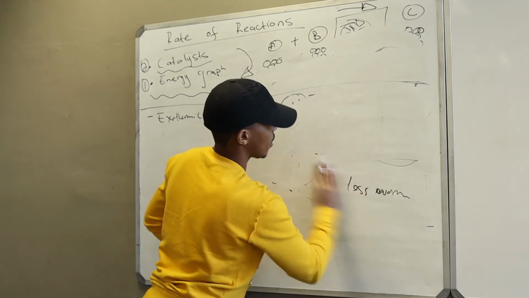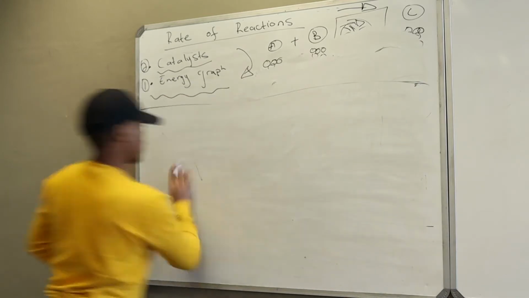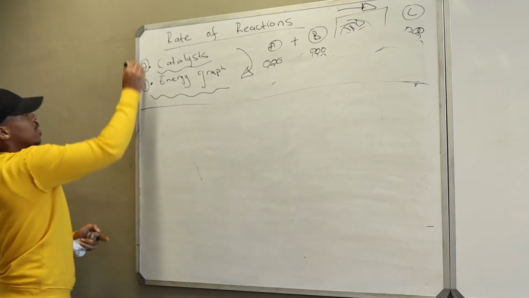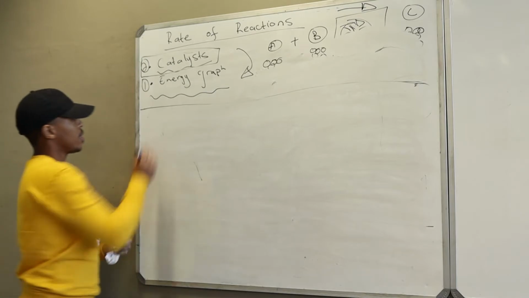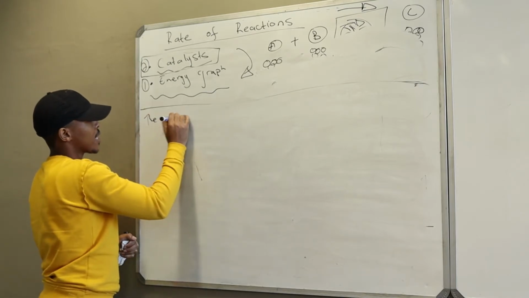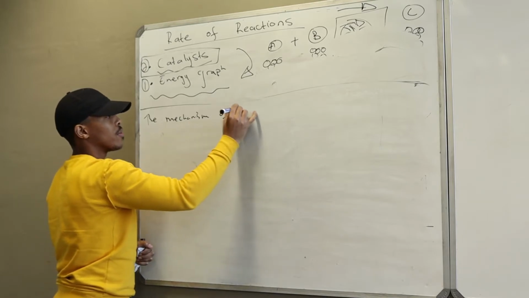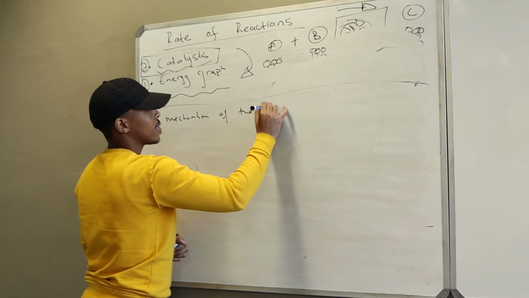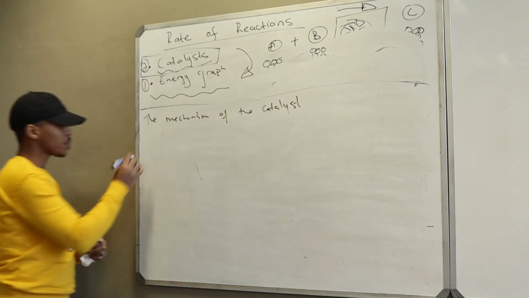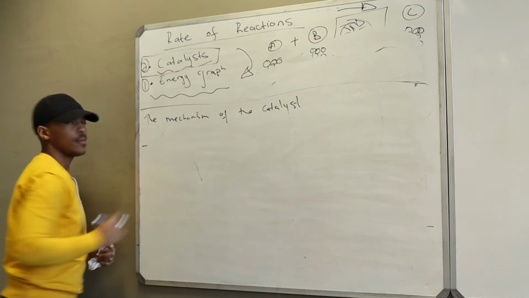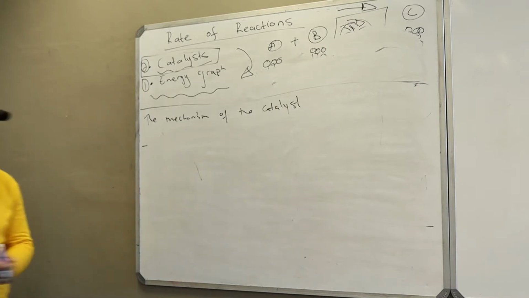Now, what we're going to look at, okay, is the catalyst. Okay, we're going to look at catalysts now. Let's write the mechanism of catalyst. Okay, mechanism of the catalyst. Okay, so let's define what a catalyst is, right?